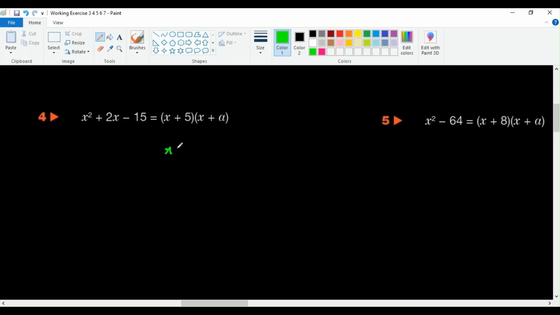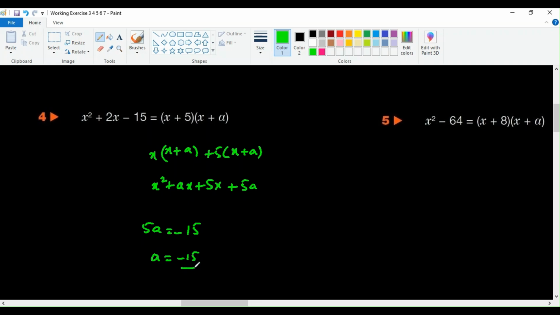I will write x plus a once again two different times like this, and x plus 5 is going to be this way. So x square plus ax plus 5x and plus 5a. I know very well the question itself is saying that 5a equals negative 15. So a will be equals to negative 15 divided by 5 gives us a equals negative 3 as an answer for this question.